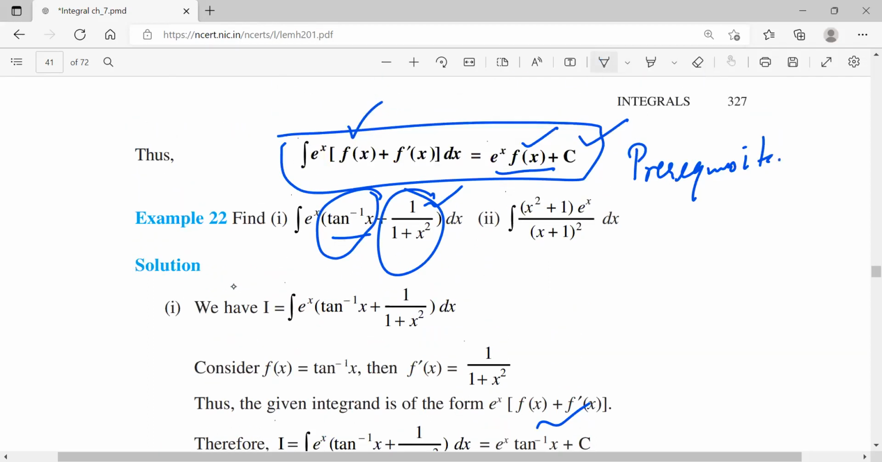So when to apply this formula? In the problem, if you see e power x, then the simple formula we have to apply.